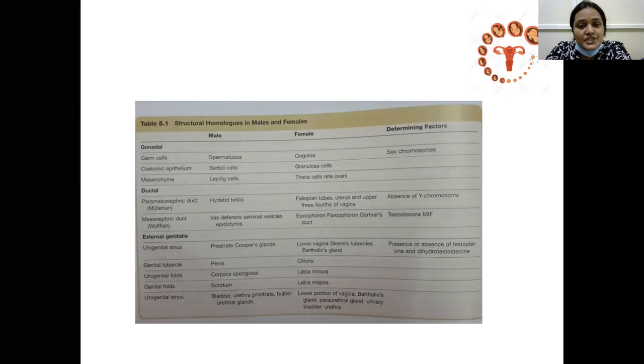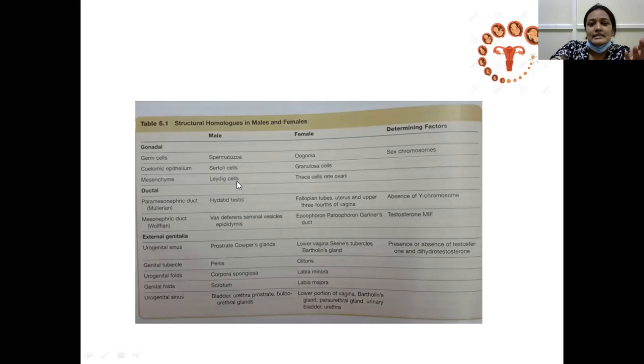The testis differentiating factor will be present for the differentiation of the testis. So the germ cells, the oogonial homologs, are the spermatozoa. The coelomic epithelium forms the Sertoli cells. Here it is the granulosa cells which surround the oogonia. These granulosa cells are arranged surrounding the primordial follicles. And then the mesenchyme forms the Leydig cells in the male, and there are theca cells in the female.